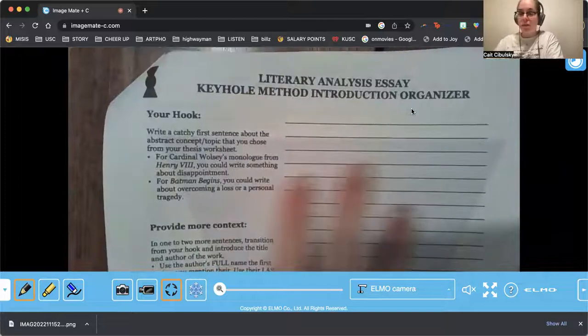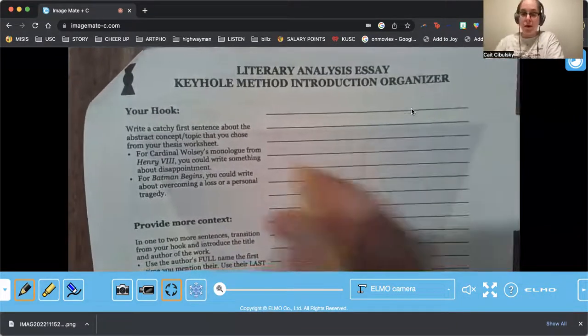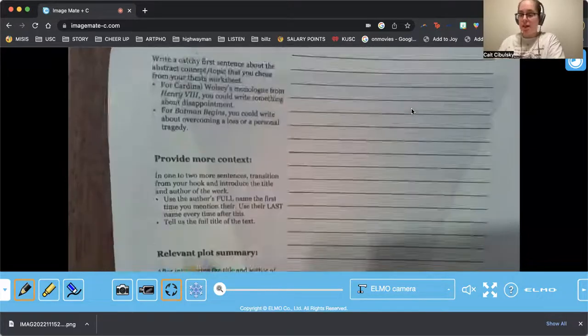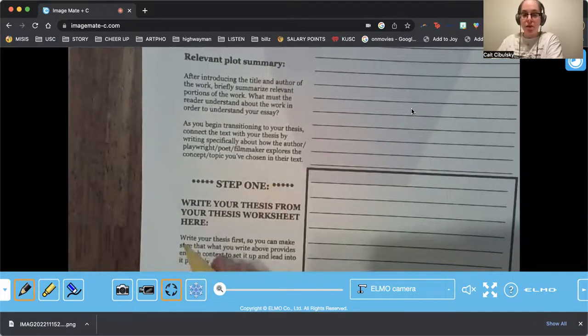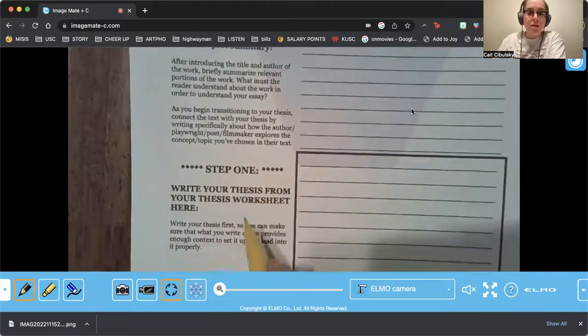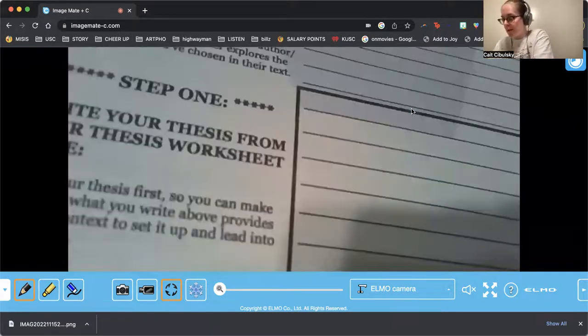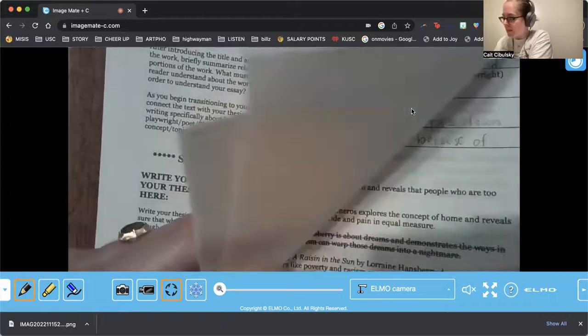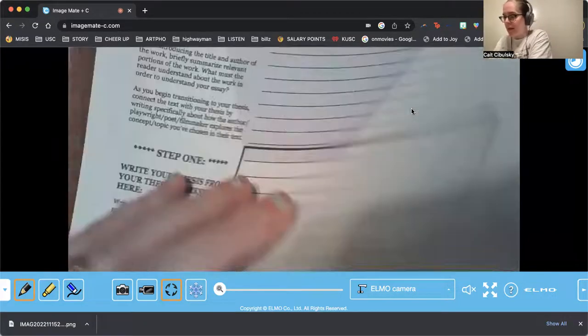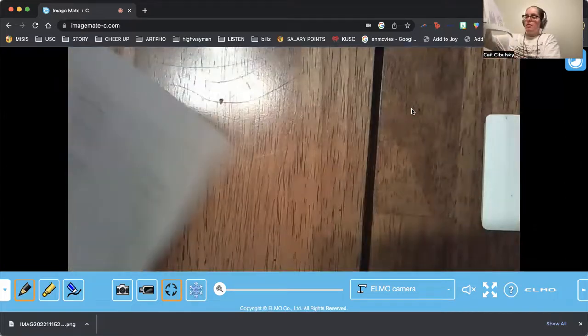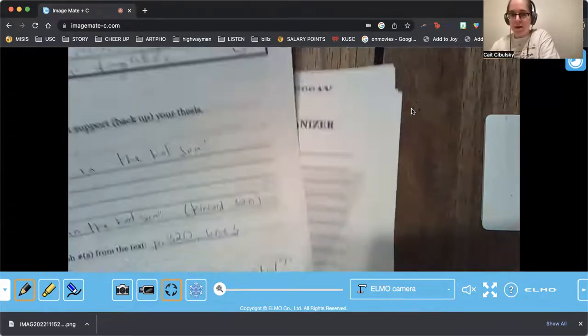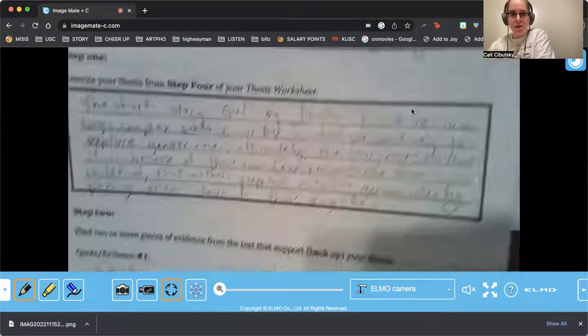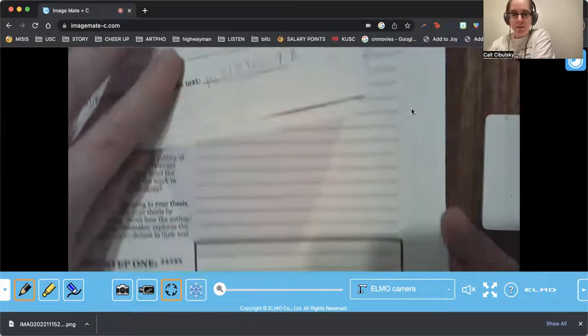So, as with all of the paragraph organizers where you can write paragraphs directly right here on the page, the left-hand side tells you exactly what to put where. I see here at the bottom with a bunch of little asterisks next to it, it says step 1, write your thesis from your thesis worksheet here. Write your thesis first so you can make sure that what you write above provides enough context to set it up and lead into it properly. So I'm going to take that thesis and copy it down again in this box here.